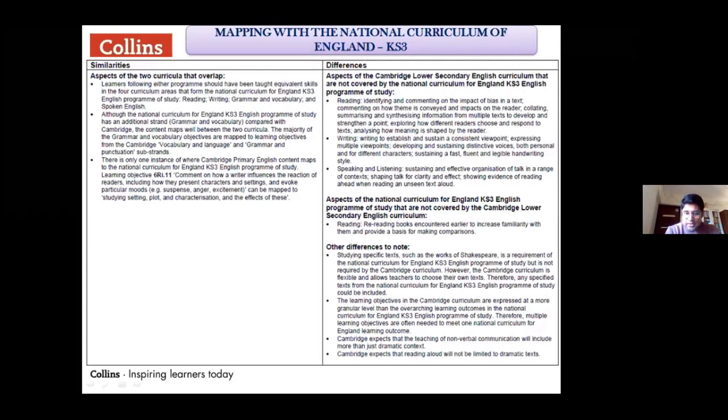There are some differences to note over here. Studying specific texts, such as the works of Shakespeare, is a requirement of the National Curriculum of England Key Stage 3 English Programme of Study, but is not required by the Cambridge curriculum. However, now a lot of attention needs to be paid to the contradictory connective. However, the Cambridge curriculum is flexible and allows teachers to choose their own texts.